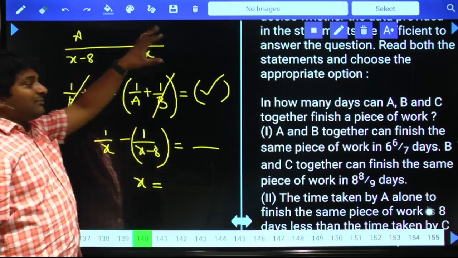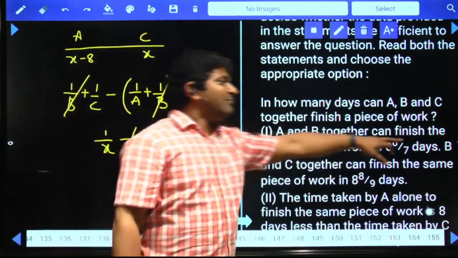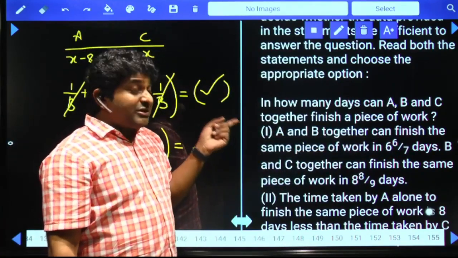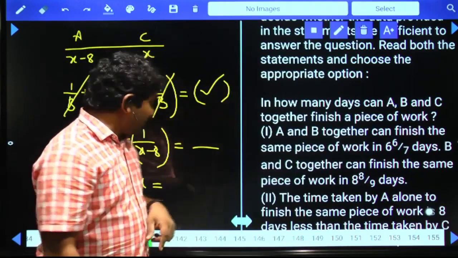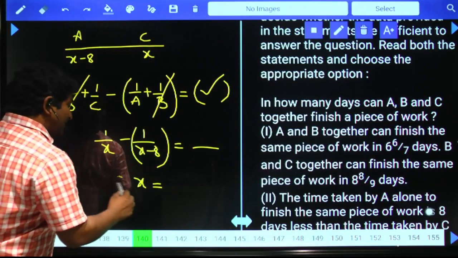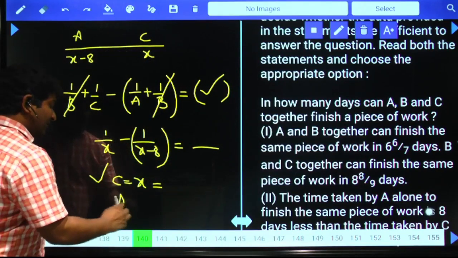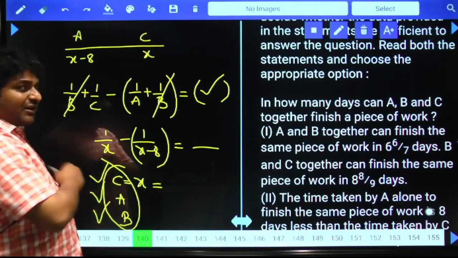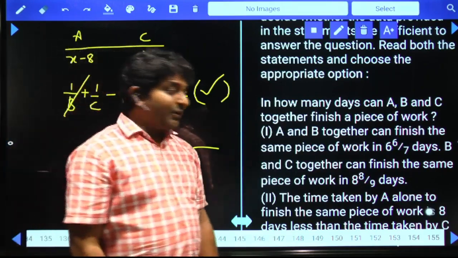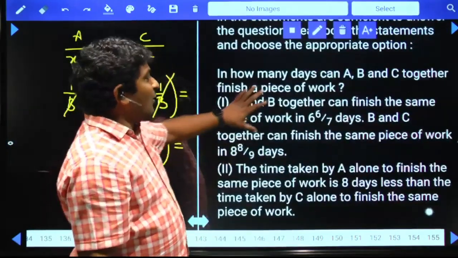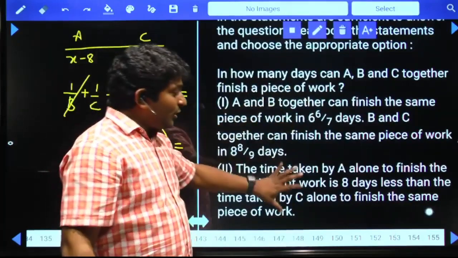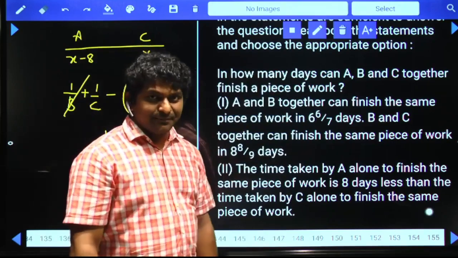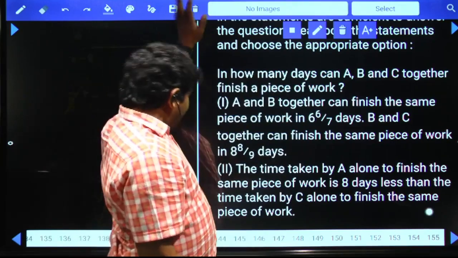When you know time taken by C to complete the work and then time taken by BC to complete the work, with that information we can also calculate the time taken by B to complete the work. Once you know time taken by C, A and B to complete the work, together they can do the work in how many days? That's also we can calculate. So the answer is 1 alone is not sufficient, 2 alone is also not sufficient, but both together can give you the answer. Right? So we are done with this.